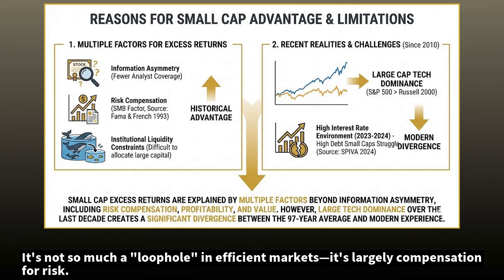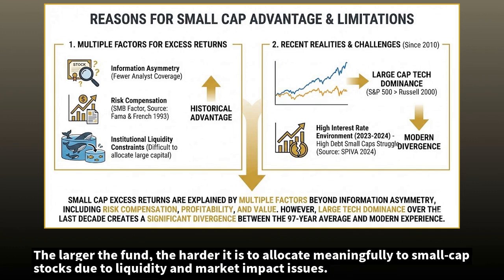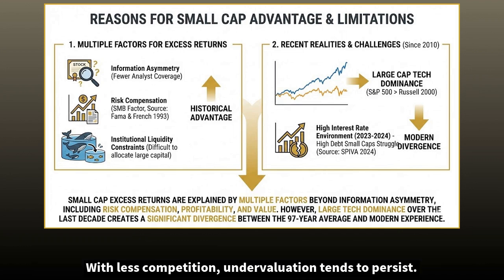It's largely compensation for risk. Third, institutional constraints. The larger the fund, the harder it is to allocate meaningfully to small-cap stocks due to liquidity and market impact issues. With less competition, undervaluation tends to persist.